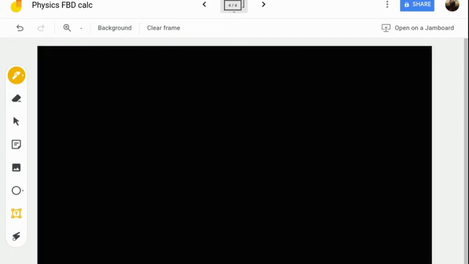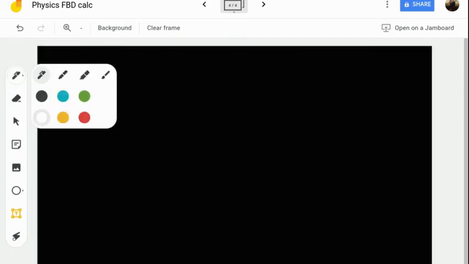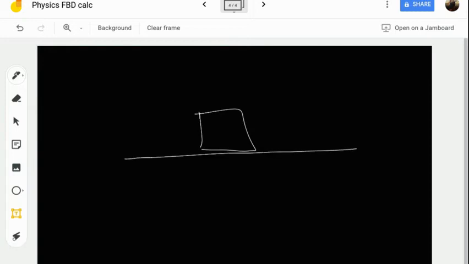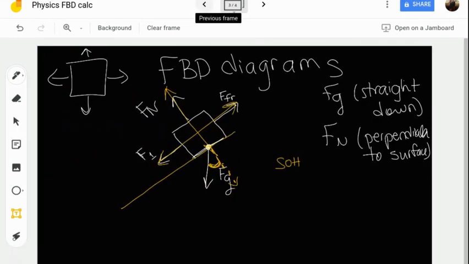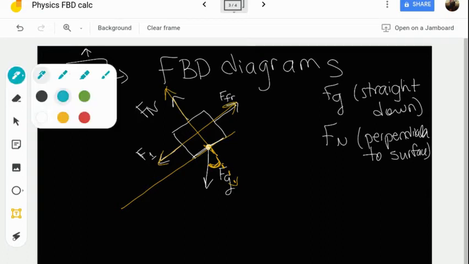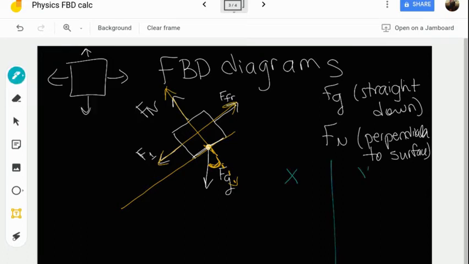All right, the next one we want to talk about is if you have an object just resting and what's acting upon it. So this is acting upon. All right, now we're going to keep looking at this and talk about the x and the y direction. So we have x and we have y.